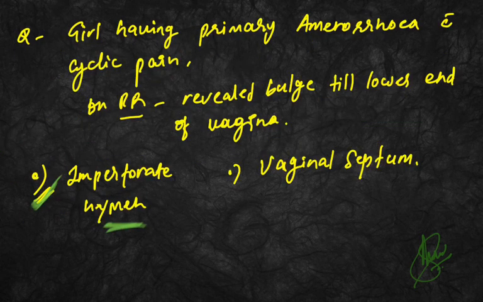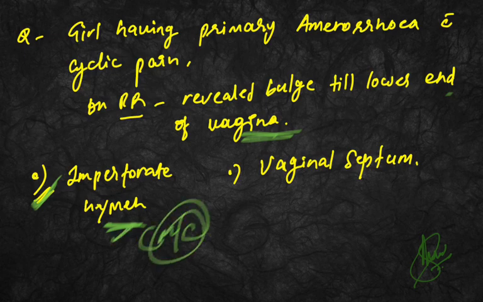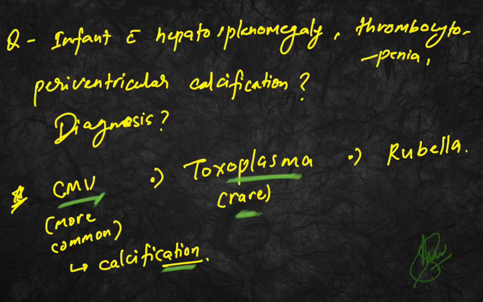Now, a girl having primary amenorrhea with cyclic pain, on PR it revealed a bulge till the lower end of the vagina, so it indicates imperforate hymen. It is the most common. Now, infant with hepatosplenomegaly, thrombocytopenia, periventricular calcification, what will be the diagnosis? Periventricular calcification is more commonly seen in association with CMV, the cytomegalovirus.